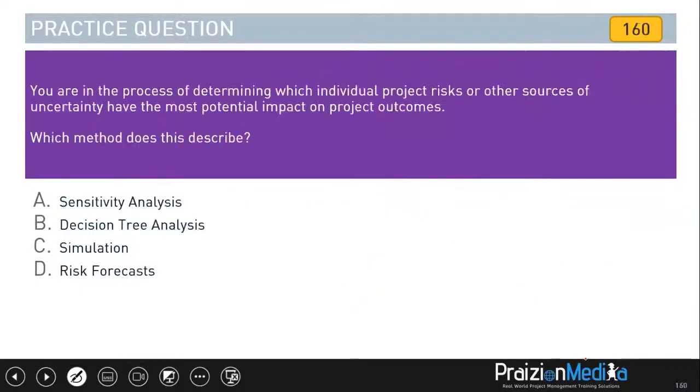All right, let's move on, my friends. You are in the process of determining which individual project risk or other sources of uncertainty have the most potential impact on project outcomes. Which method does this describe? I'll give you a few moments.